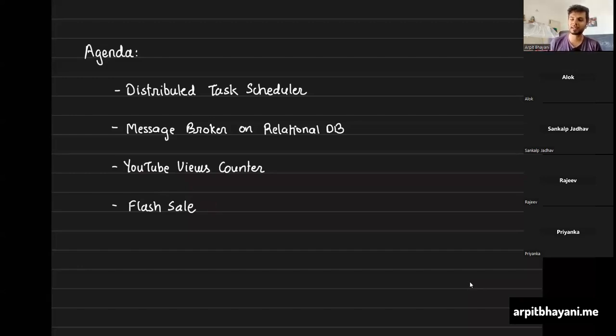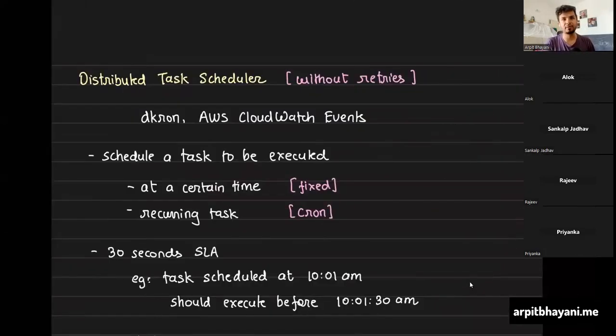When we talk about flash sale, you'll realize how a lot of other systems are similar, and designing flash sale is not as difficult as you think it is, right? Okay, this is the agenda for today. We'll start with the first one and do a ton of brainstorming. The first statement for today, where we'll spend a lot of time, is around designing a distributed task scheduler.